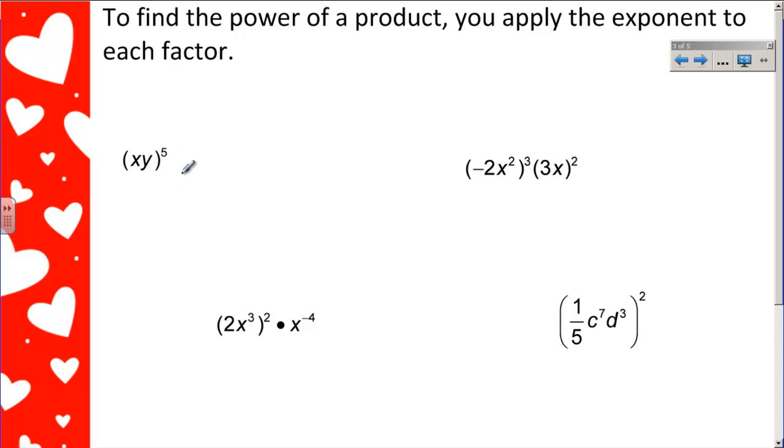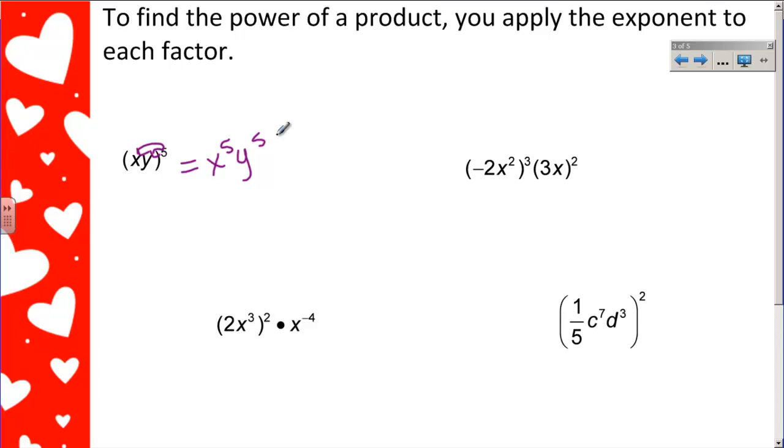This is sort of like distributive property. I'm going to distribute this exponent to everything in the parentheses. So I'm going to distribute it to this x, and I'm going to distribute it to this 5. So this becomes x to the 5th, y to the 5th. And that's all there is to that problem because I distributed my exponent.